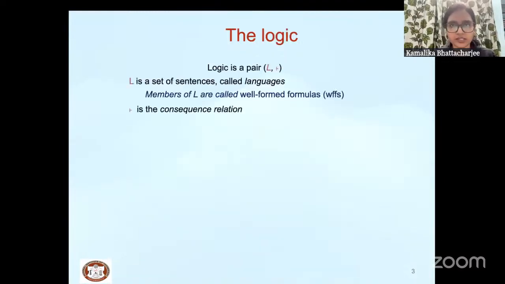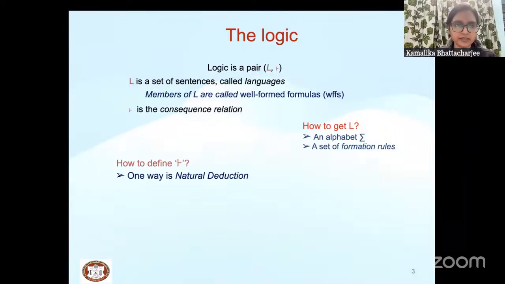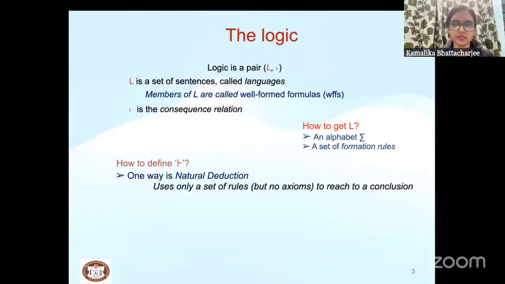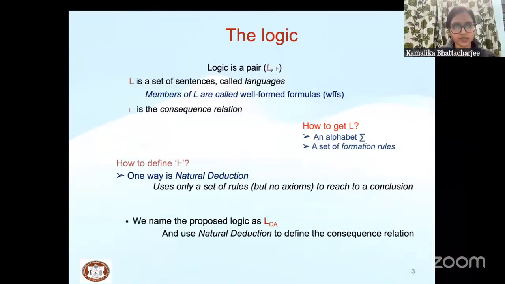So we know that logic is nothing but a pair, L and turnstile, where L is the set of sentences called languages. The members of the L are the well-formed formulas, and turnstile is the consequence relation. So how do we get the L? We need an alphabet and a set of formation rules. And this turnstile we can define in several ways. One way is the natural deduction, where we only use a set of rules but no axioms to reach a conclusion. In this case, we are going to do the same thing. We are using natural deduction to define the consequence relation, and we name our logic as the LCA.